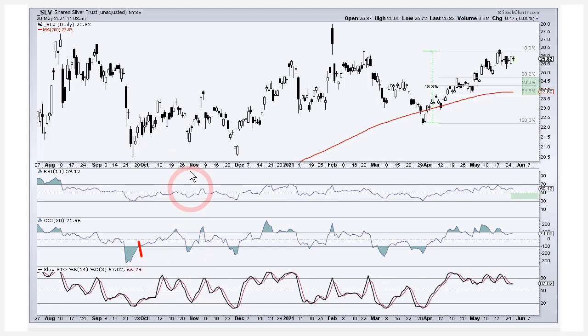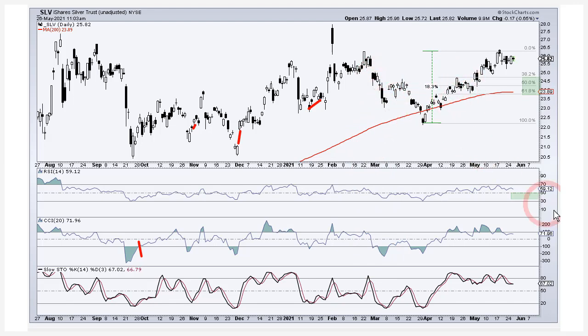Same here in late October, got a bounce. And then again in December. Then we look here in mid-January, preceded that bounce. Got another one there in March. This one didn't work out here in early March because we went back down, so not all of them are going to work.